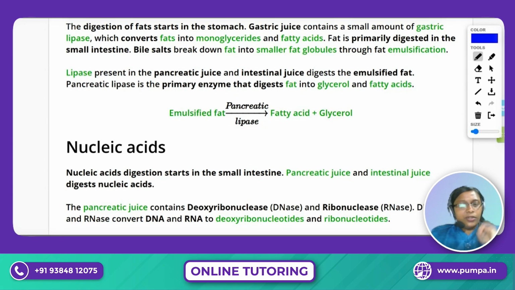So fat digestion is actually very simple. First is the emulsification process, and on the emulsified fat the pancreatic lipase has to act, and then the final product will be there. Clear children?